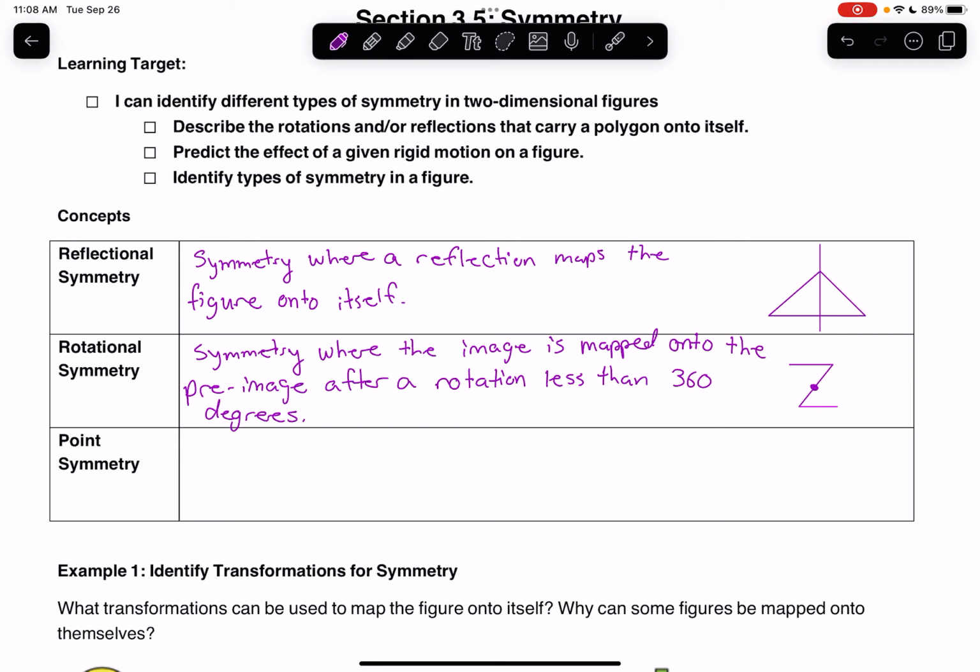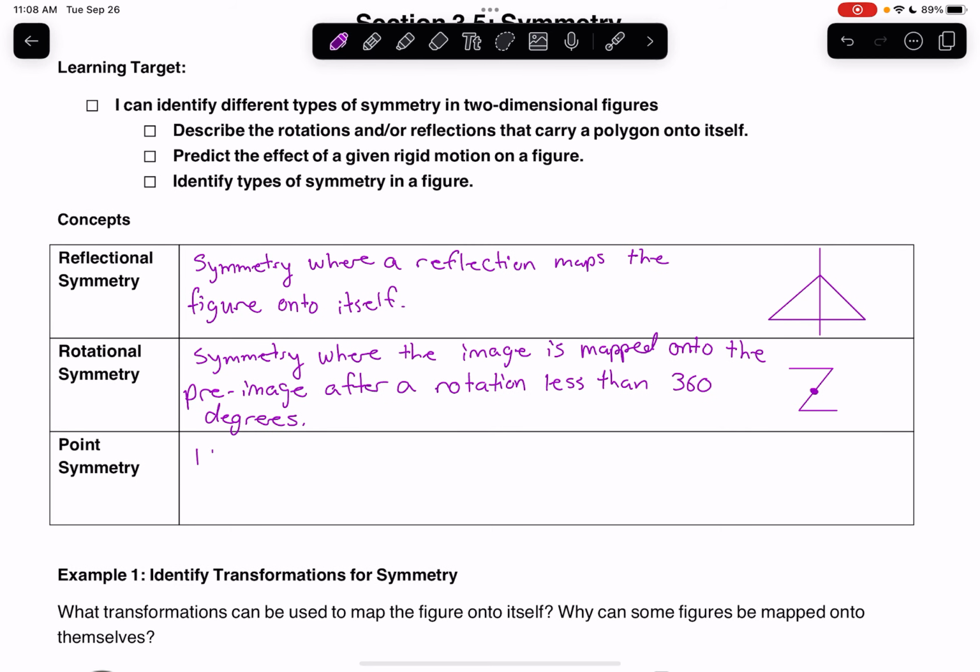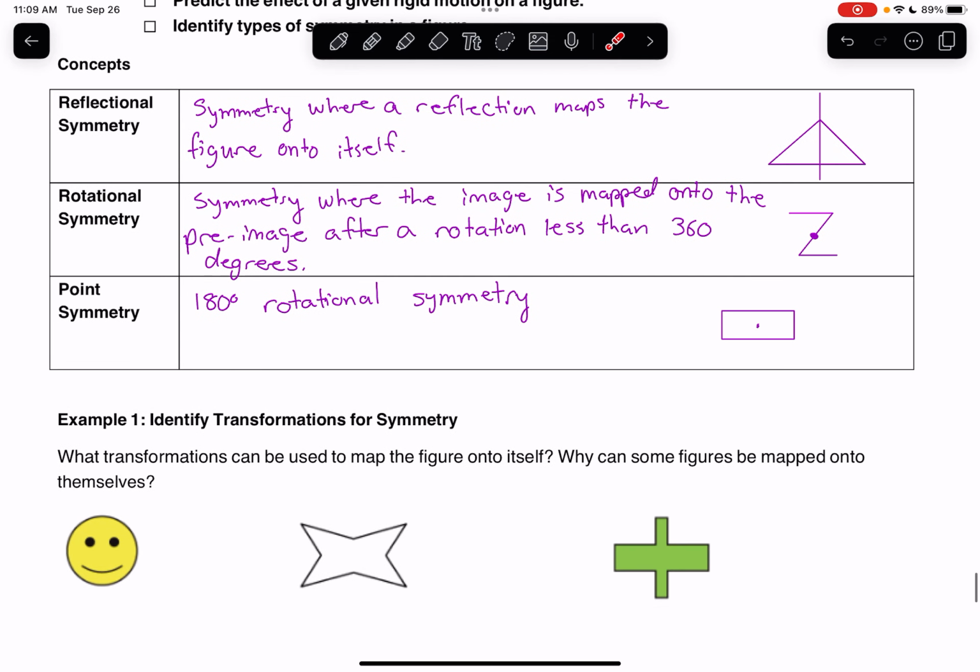And then the last one is point symmetry, which is a special name for 180-degree rotational symmetry. So if we can take a shape and we can rotate it 180 degrees or a half turn, and it looks the same as it did before, that means it has rotational symmetry. So if we have this shape and we rotate it around the center, a half a turn, we'll get the same shape as we had before. So it has point symmetry, which is just a special kind of rotational symmetry.